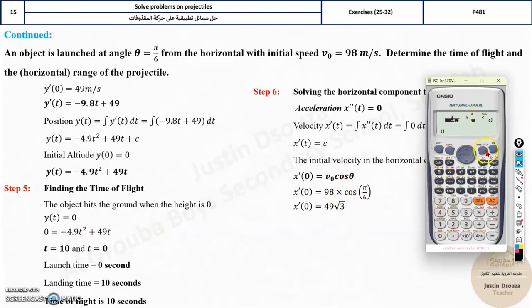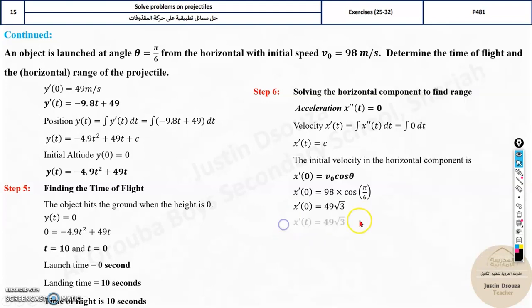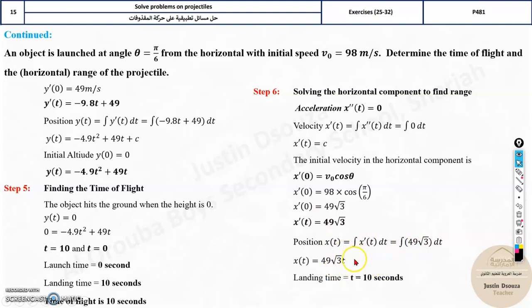Use radian mode. Please make sure you're using radian mode, and then you write 98 times cos(pi divided by 6). So this is it. Now over here you get 49 root 3. This 49 root 3 is basically the horizontal velocity. Now to find the position, integrate this, you will get the answer. The c value is 0. Now all you need to do is add the time of flight over here.